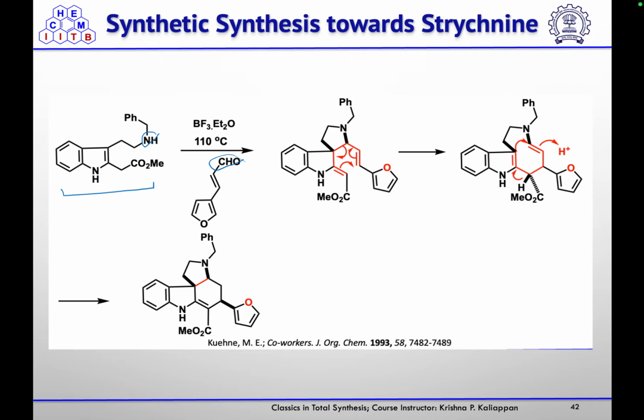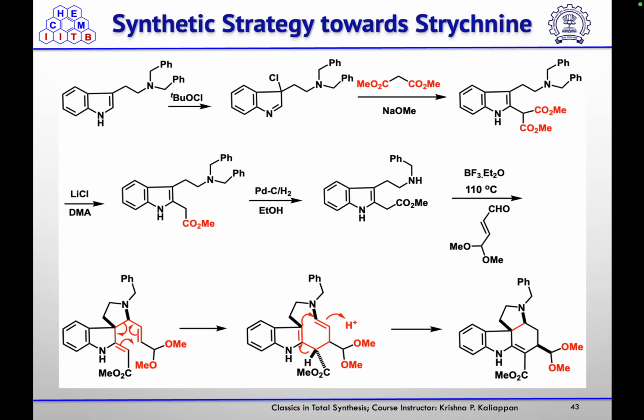First the imine will form, and then this nitrogen will attack that imine to form this five-membered ring. Then the Cope rearrangement will give you another product, and this will undergo another Mannich reaction to form the tetra-substituted ring. Now in the case of strychnine, he wants an aldehyde at that position and not this furan. For that purpose, he wanted to use the protected acetal.